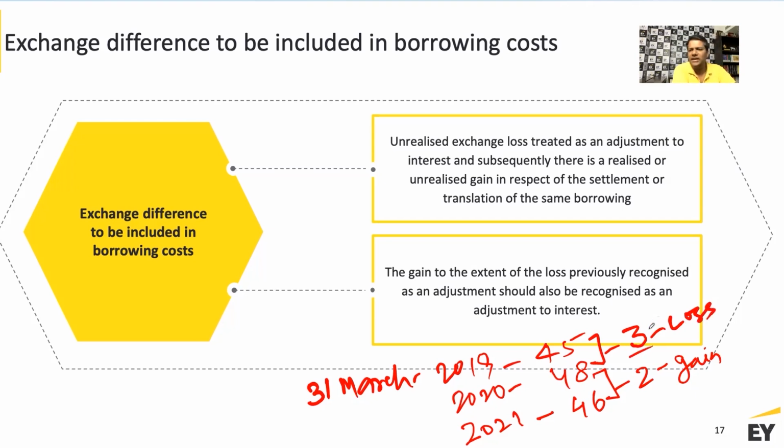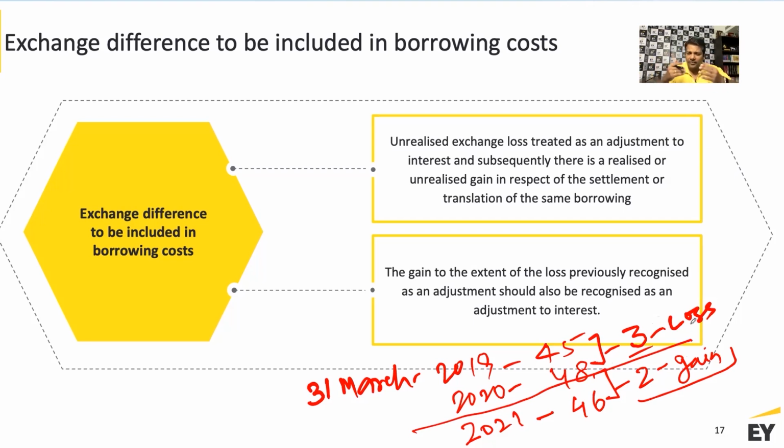Assuming this loss of 3 is what I have capitalized, then what we are simply saying is that this 2 gain which has happened in this period, you are actually required to decapitalize from the interest cost which you capitalized in the previous period, provided the construction period is still on. Now, if the construction period is complete here only, then you stop. It doesn't matter to me anymore, because it is no longer a qualifying asset.